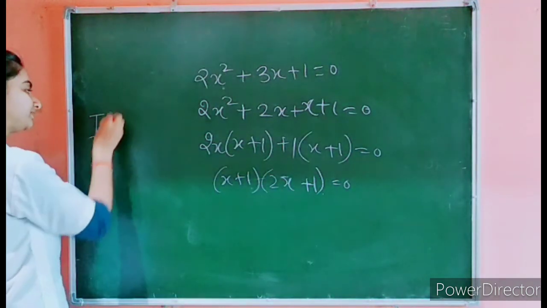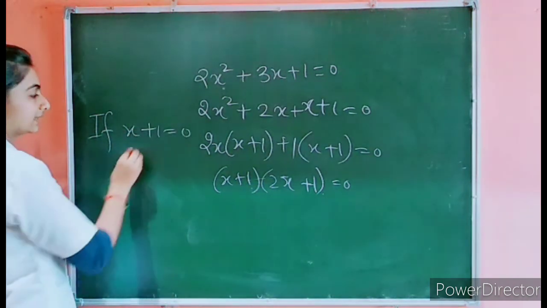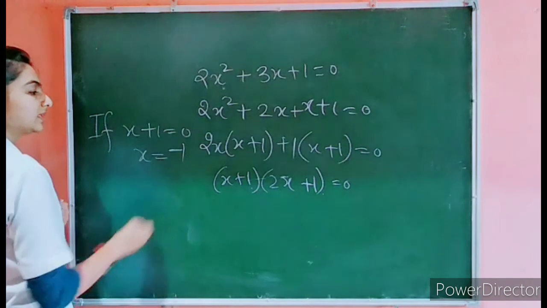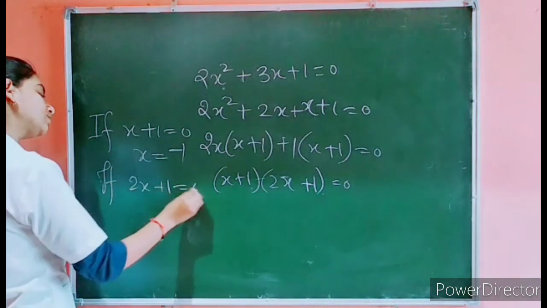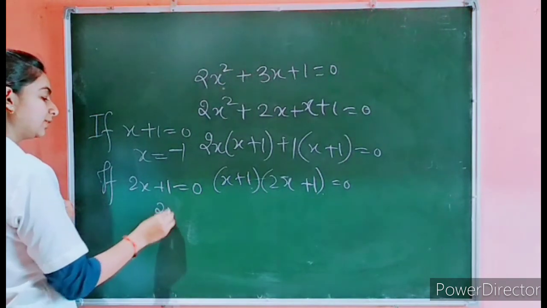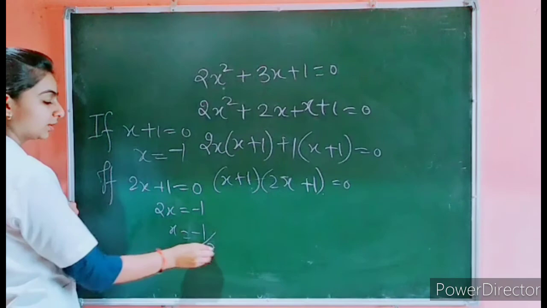Now if x plus 1 is equal to 0, then x is equal to minus 1. If 2x plus 1 is equal to 0, then 2x is equal to minus 1, so x is equal to minus 1 upon 2.